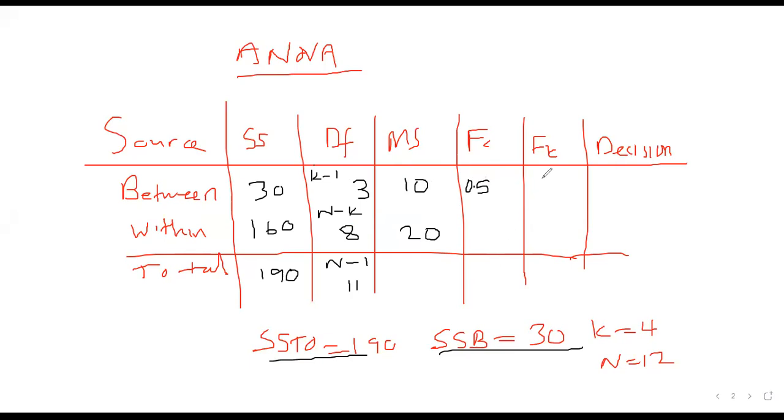And then to read the F tabulated, if you're given a percentage like 5%, you use the degree of freedom to read this degree of freedom here at the coordinates 3,8.